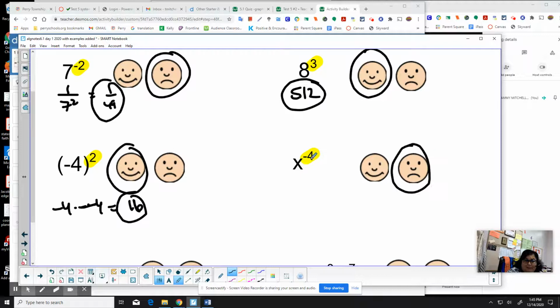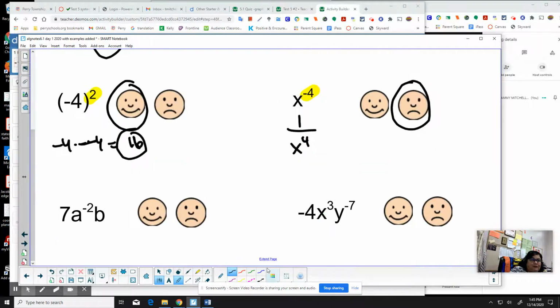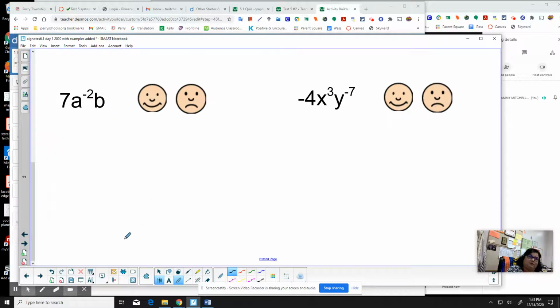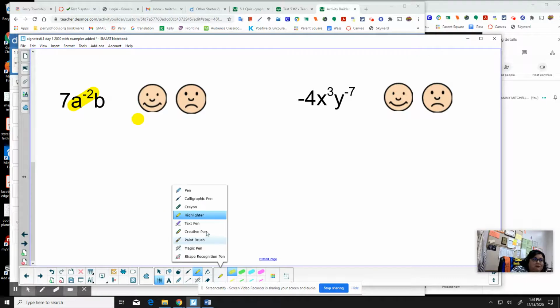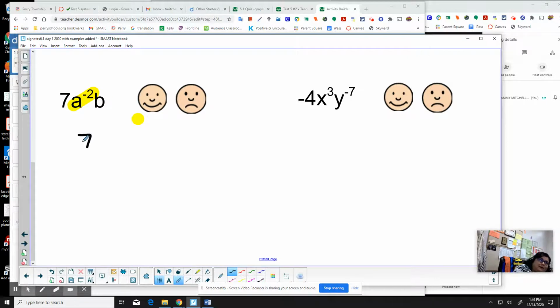Unhappy exponent. So I move it to the opposite part of the fraction. And down here, I've got some parts that are happy and some parts that are sad. We'll highlight the unhappy parts. So a to the 2nd is super unhappy. We're moving that, but we're leaving the 7 and the b where they are. So 7 and b are happy up top, and a to the 2nd moves to the bottom.